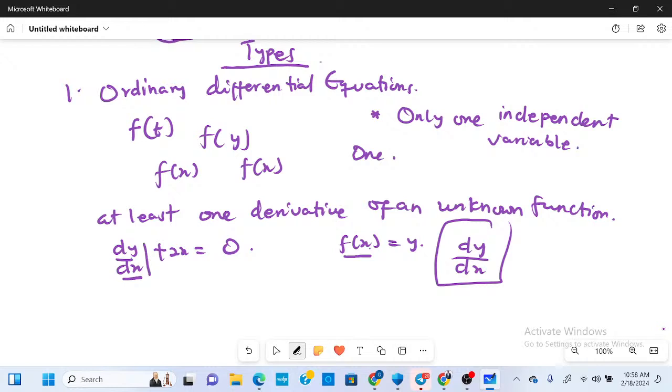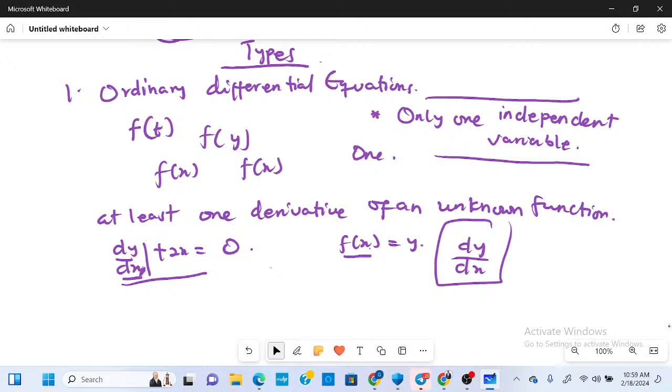But looking at the number of independent variables, you can tell that it is an ordinary differential equation, because the number of independent variables we see in this equation is what? 1, that is x. So for every ordinary differential equation, you should expect only one independent variable. That is, there should be a derivative of a function of a single variable.